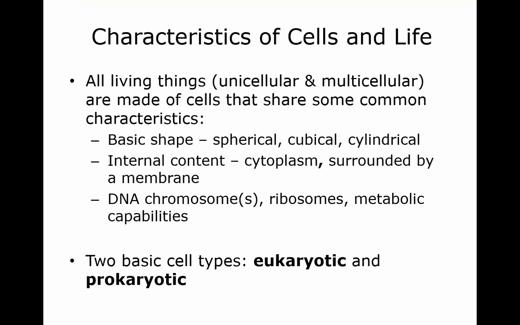Look at Chapter 4. We're going to start out by looking at the characteristics of cells and life. And of course we know that all living things, whether they're multicellular or unicellular, are made of cells. And they are going to have a basic shape. They can be spherical, they can be cubical, or even cylindrical. They're going to contain cytoplasm with a membrane around them. And they're going to have DNA that's usually in a chromosome or chromosomes. They're going to have ribosomes, and they're going to be able to carry on metabolic activities. And we've already mentioned two basic cell types, the eukaryotic cells and the prokaryotic cells.